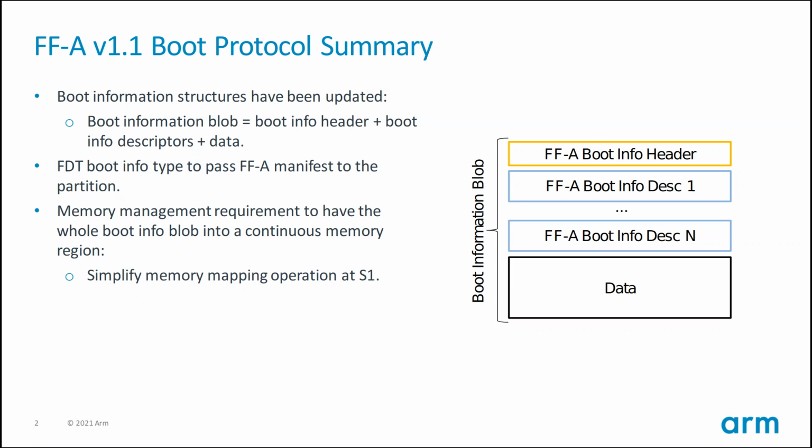The spec defines a couple of types for the boot information, including FFA manifest, which is going to be the focus for us in this work, which provides a means to pass the SP's manifest to the SP. The spec defines the boot information as what we see there in the picture. It defines it as the boot information blob, which is the aggregation of the header, the descriptors, and the data itself. There is a requirement regarding memory management, which is that the whole boot information blob should be passed to the SP in a contiguous memory segment.